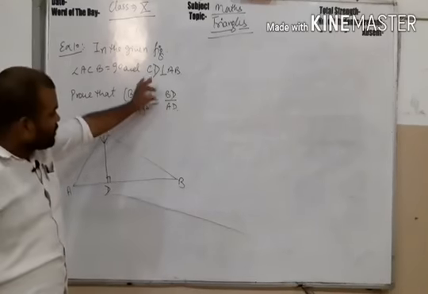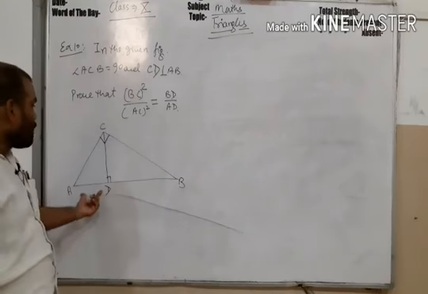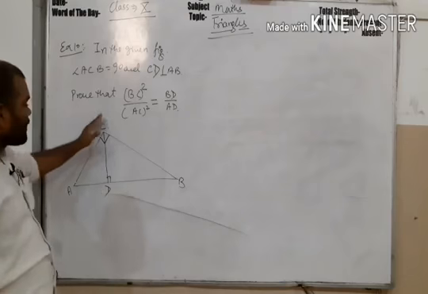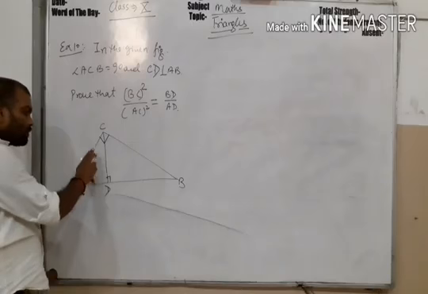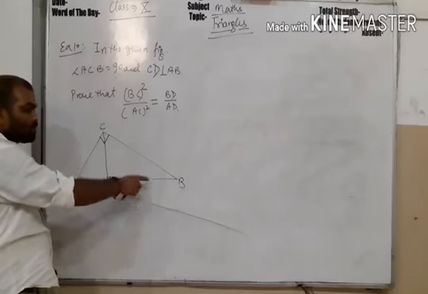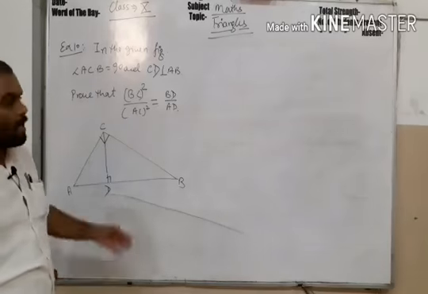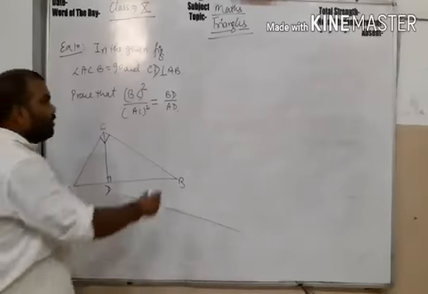Now you see, this BD is in this triangle and AD is in this triangle, while BC and AC are in the bigger triangle. Means we have to prove this triangle similar to the bigger one as well as this triangle also similar to the bigger one, and then we will take the ratio of the sides. Okay. So let us prove.